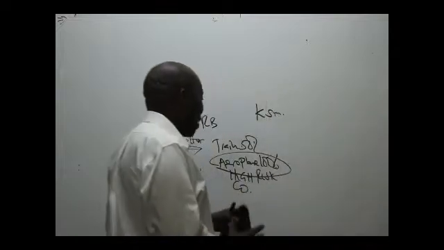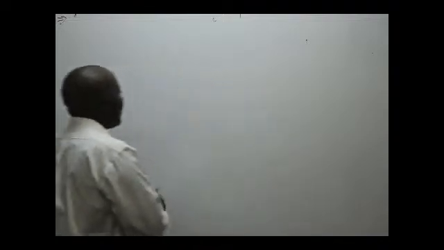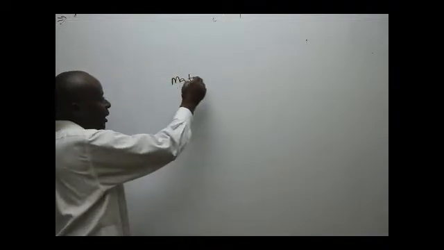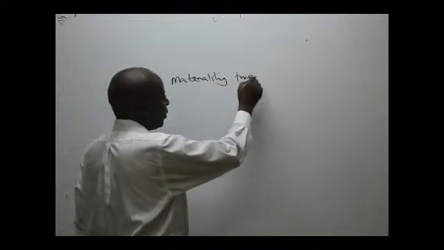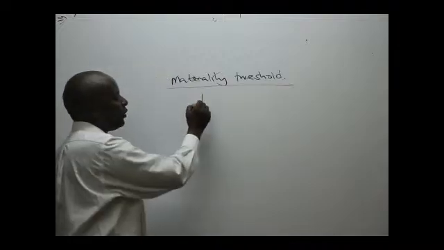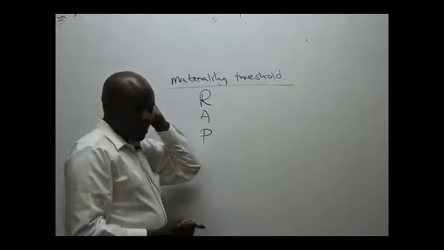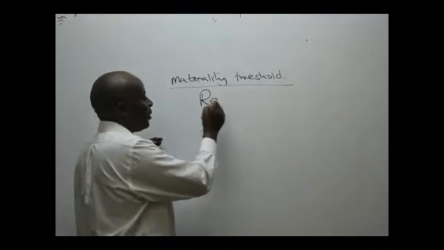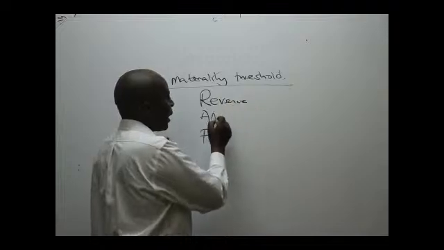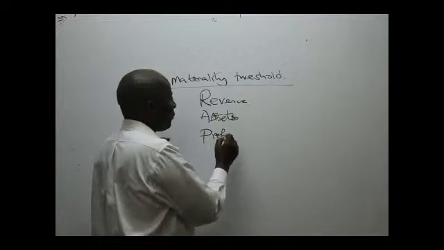So now we come to a very important thing called what here, somebody? A very important thing called what here? The materiality threshold. Materiality threshold in the auditing language now here. So materiality thresholds, threshold values. We normally talk of the auditor's materiality RAP. So RAP is what here, somebody? RAP is revenue. It is assets. It is profit after tax.